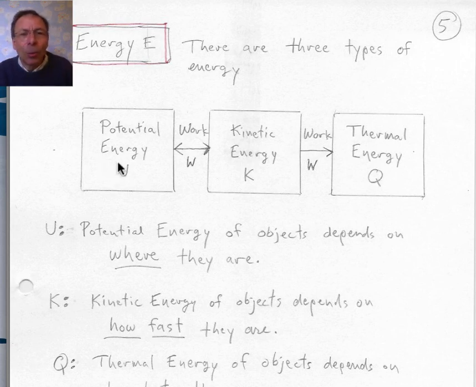Now you might be wondering why U. K is pretty obvious, and why Q? And basically we're running out of letters. So, okay, sorry about that, but these are the letters we're going to use.